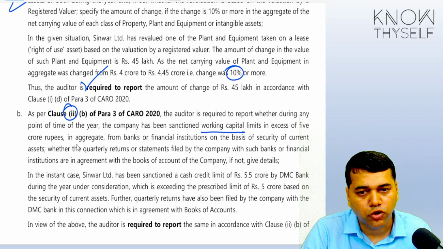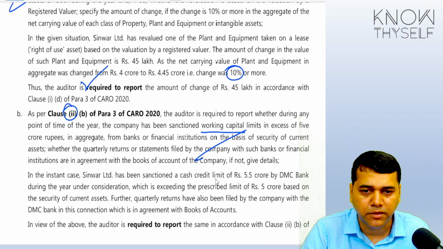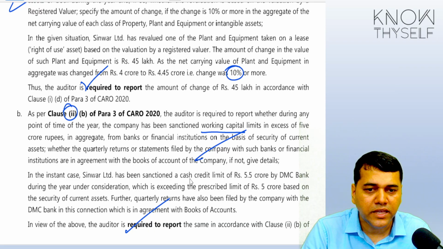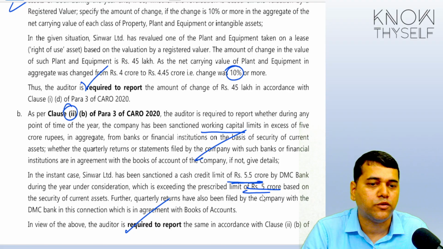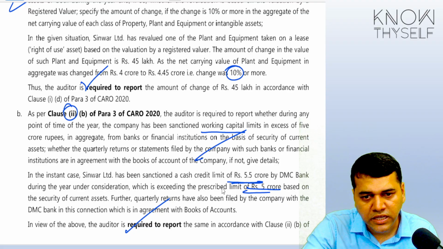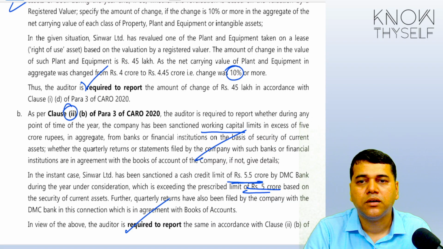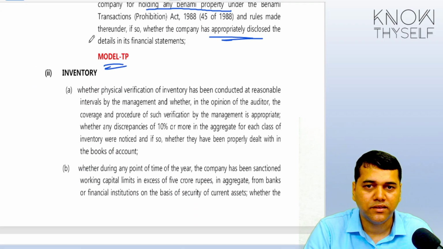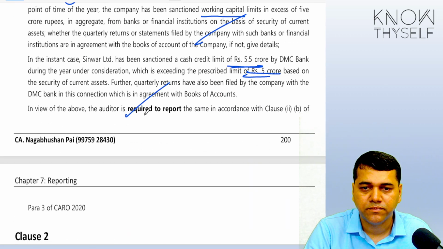In excess of 5 crore rupees. If that is the case, we have to write the para. So that's why he is required to report. Okay, we'll see this also. So in the given case, the cash credit limit is 5.5 crore, which is more than 5 crore. That's why he has to report that about the para 3.2. Yes. Now 3.2 inventory. The second part is your inventory.